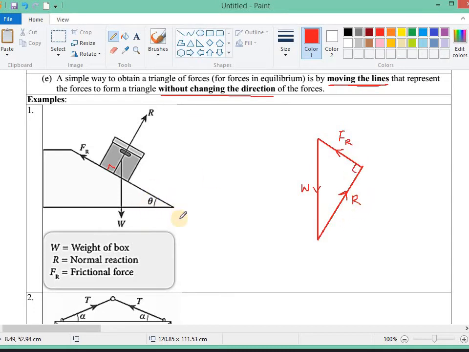Next is this angle theta. Where is this angle theta? From here we can see that the angle between the normal reaction and the weight is actually theta. How do we get that the angle is here? This angle here is theta because this one is 90 degrees, so that means this is 90 minus theta.